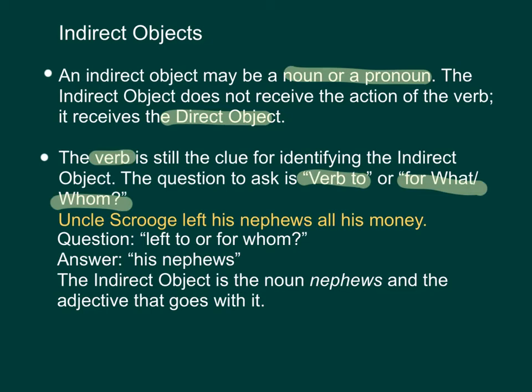For example, Uncle Scrooge left his nephews all his money. The question you should ask is left to or for whom? And the answer is his nephews. Therefore, the indirect object is the noun nephews and the adjective that goes with it.